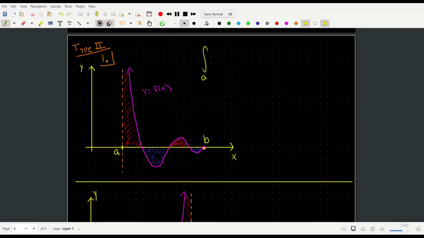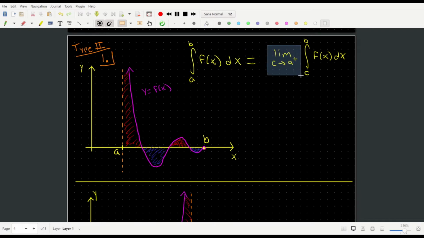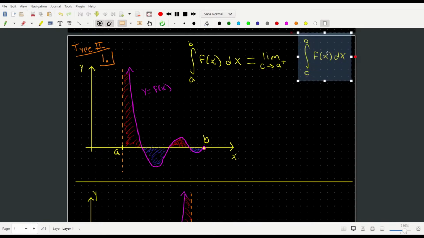So if I were to write down the integral from a to b of the function f of x, this would in fact be an improper integral, and the correct way to evaluate this has to be taking the limit as, we'll say, c approaches a from the positive, from the right, of the integral from c to b of f of x dx. So this is the correct way to evaluate an improper integral of type 2 subtype 1.